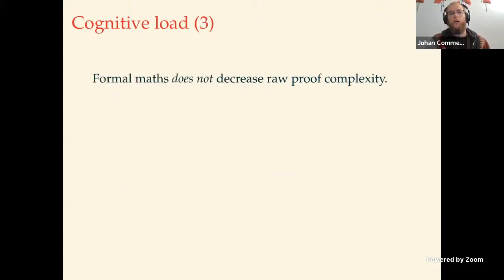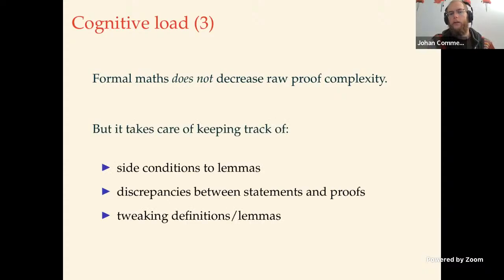And so I claim that formal maths like this theorem proving software, etc., does not decrease the raw proof complexity, but it certainly helps with taking care of these other things. And especially if you're doing proofs where there are tons of inequalities and I don't know exactly how many epsilons and deltas independently were floating around in certain parts of the proofs, but in this proof that we were working on, there's a doubly nested induction argument going on.